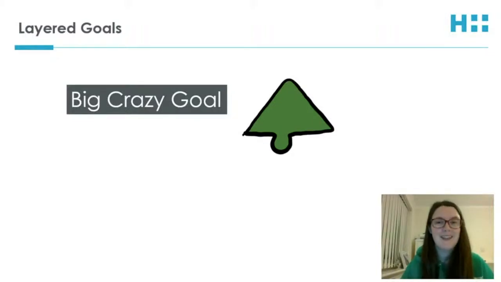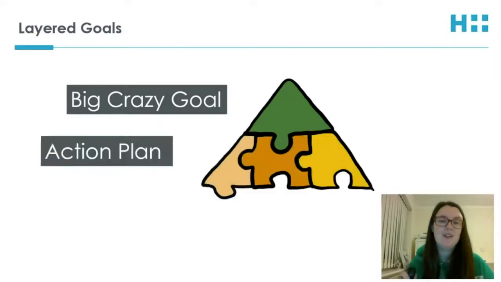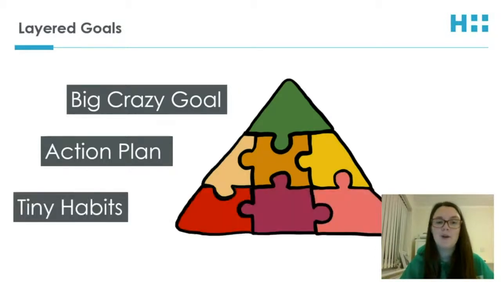The next layer of your pyramid is your action plan. This is your short-term, medium-term, and long-term goals that are going to help you get towards your big, crazy goal. At the bottom of your pyramid, you've got your tiny habits. These are the little things that you do every single day to help you achieve your action plan goals. So, with an example, let's go through a pyramid and I will show you how to build one.